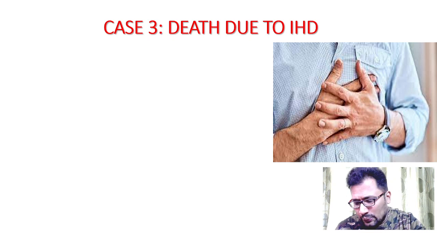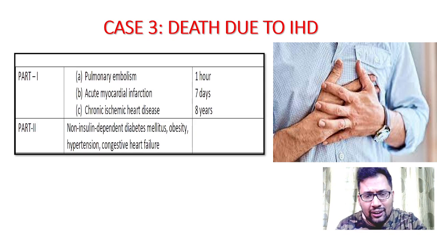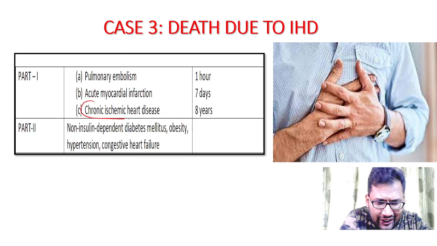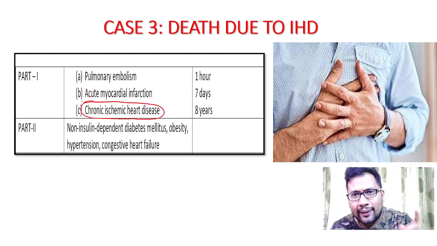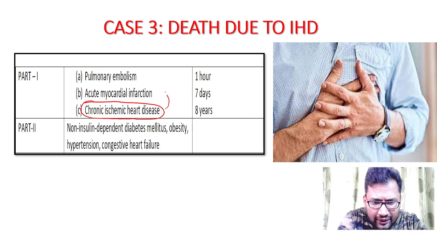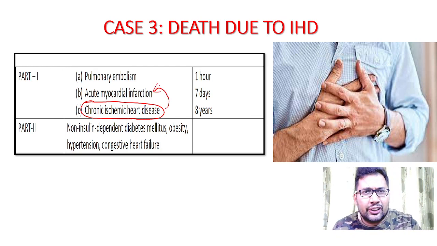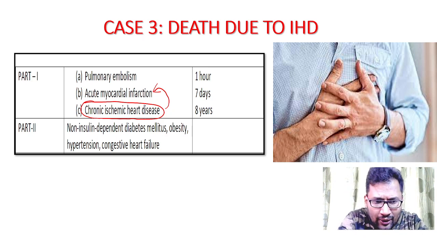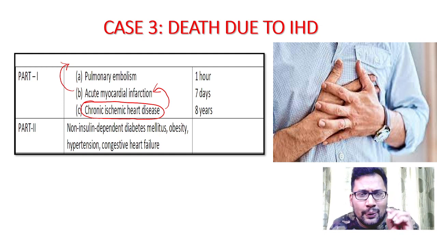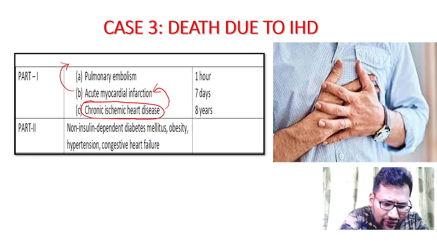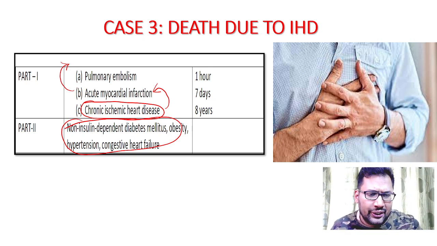Let's see now. So here, look at this. The patient is suffering from chronic ischemic heart disease, that is 1C. Main underlying cause leads to acute myocardial infarction, 1B, antecedent cause, and this leads to pulmonary embolism. So this is the immediate cause of death, that is 1A. What other contributory or significant conditions? Non-insulin dependent diabetes mellitus, obesity, hypertension, congestive heart failure, all come under part 2. This is a simple case.